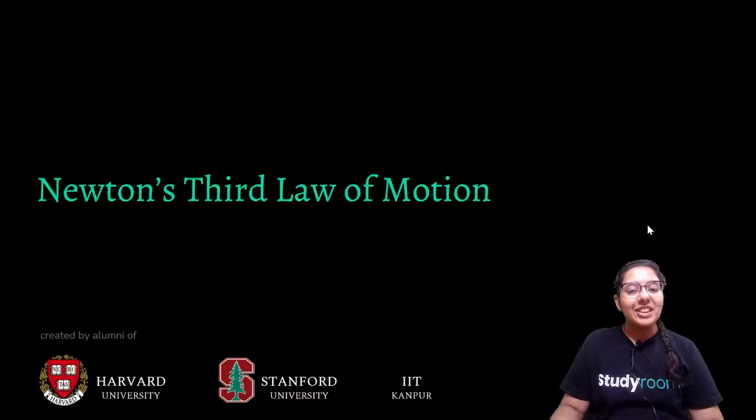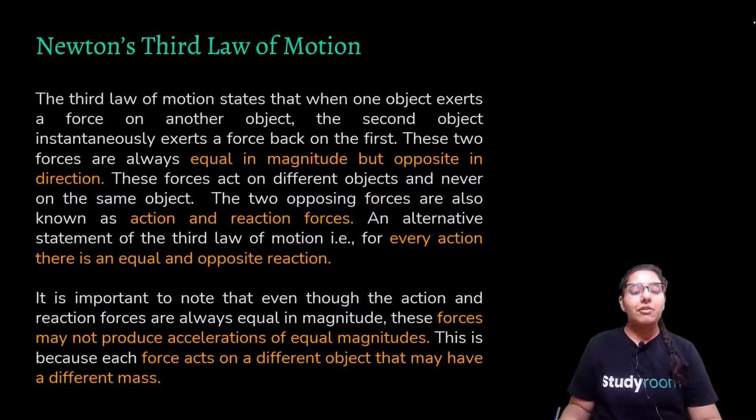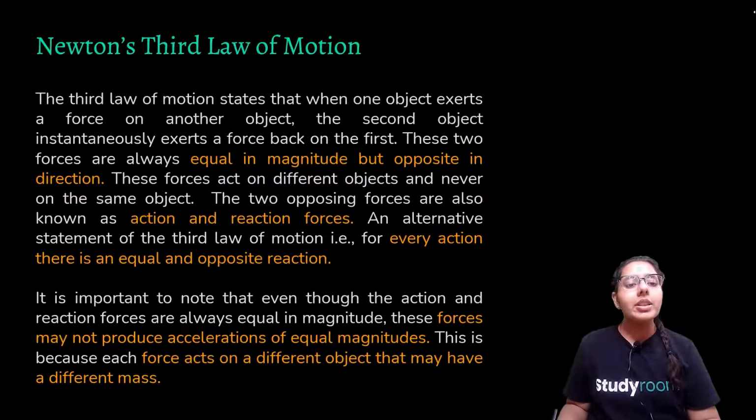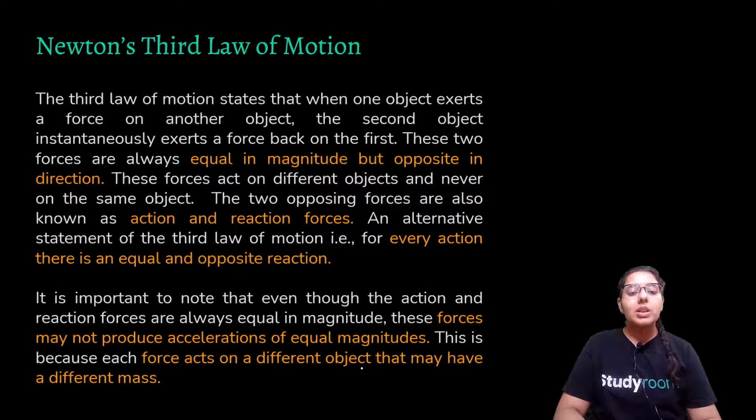Hello everyone and welcome back. The third law of motion states that when one object exerts a force on another object, the second object instantly exerts a force back on the first. These two forces are always equal in magnitude but opposite in direction. These forces act on different objects and never on the same object. The two opposing forces are also known as action and reaction forces.